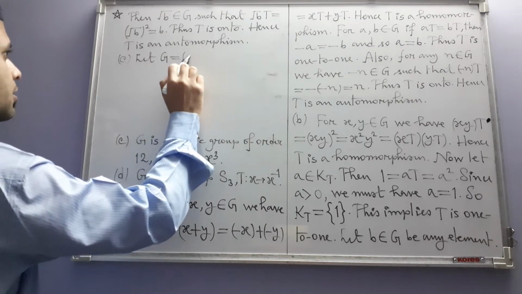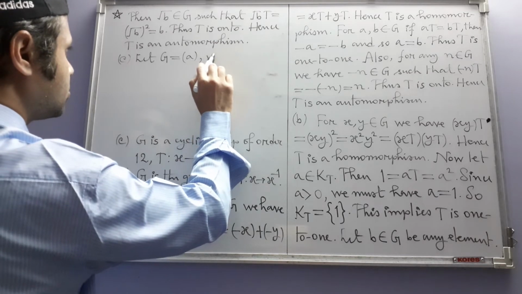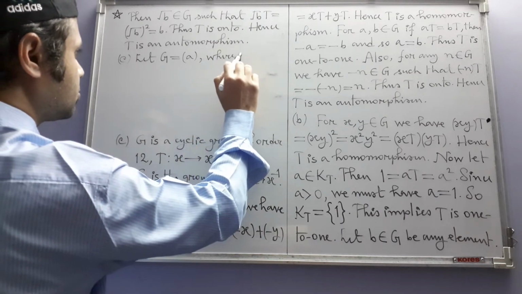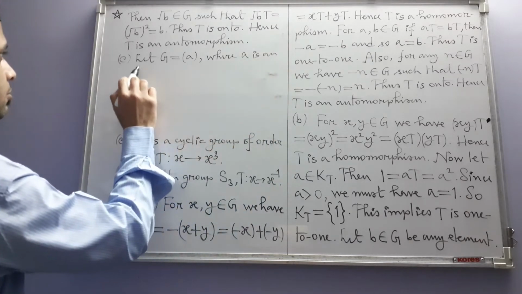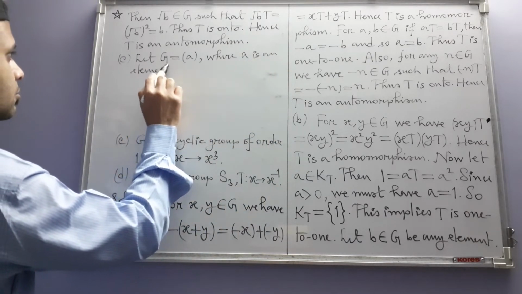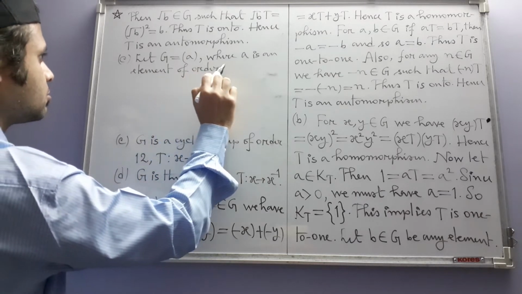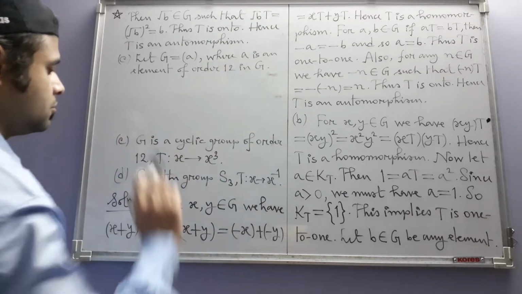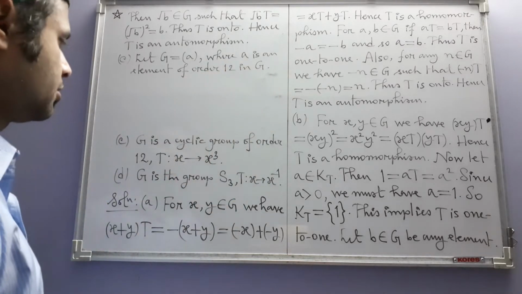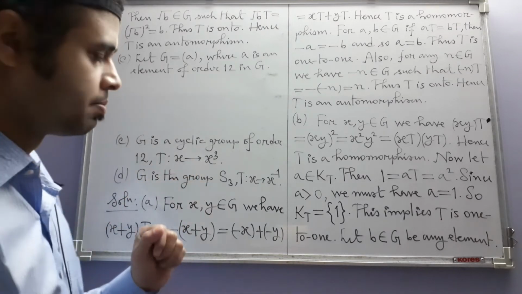Let G be a cyclic group, which means it is generated by some element A, where A is an element of order 12 in G. Okay, we need to see whether this is an automorphism.